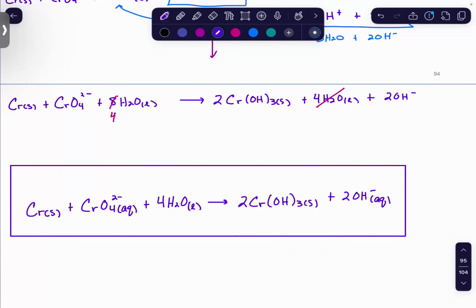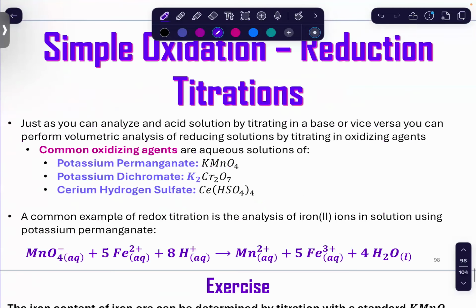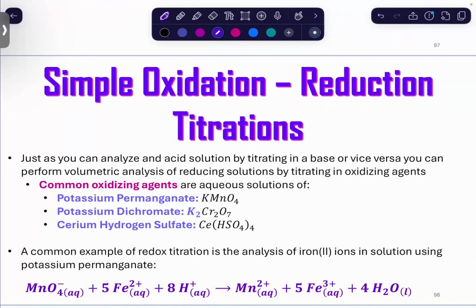Okay, so that is balancing redox reactions in acidic solutions and basic solutions. And this is all going to culminate in what we were talking about with titrations with acid and base. You can also do titrations with redox solutions so that you can judge how much of an ion or something is there, another volumetric analysis. So down at the bottom here, you see a very common redox titration. Some very common oxidizing agents for redox titrations are potassium permanganate, potassium dichromate, and cerium hydrogen sulfate.